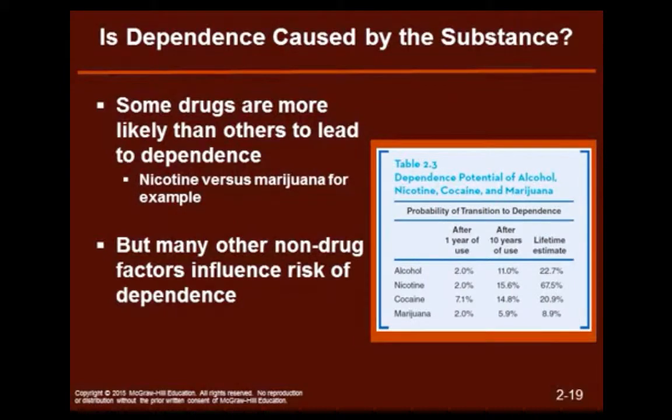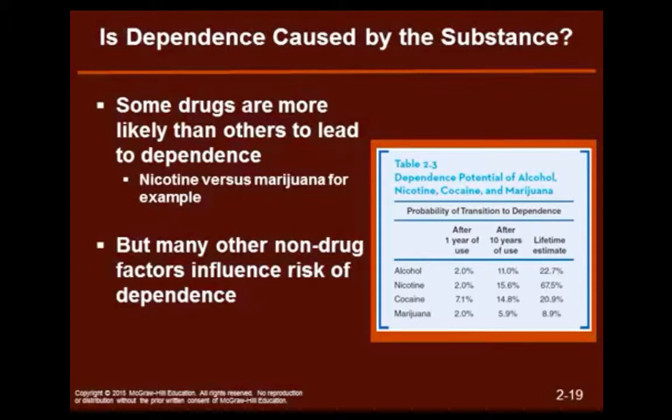So, interesting question here about whether dependence is caused by the substance itself. And an interesting fact to note is that some drugs are indeed more likely to lead to dependence. And when we talk about inhaled substances, nicotine versus marijuana are an interesting example of this. So if we look at the chart here on the right, and we look at the number of people who are likely to continue to become dependent after a year of nicotine use and after a year of marijuana use, we see that they remain about the same.